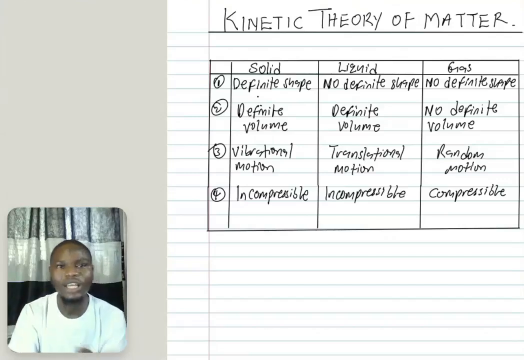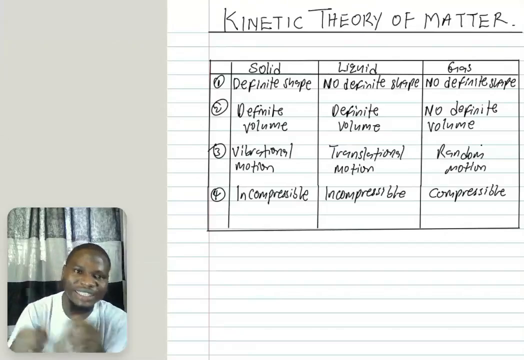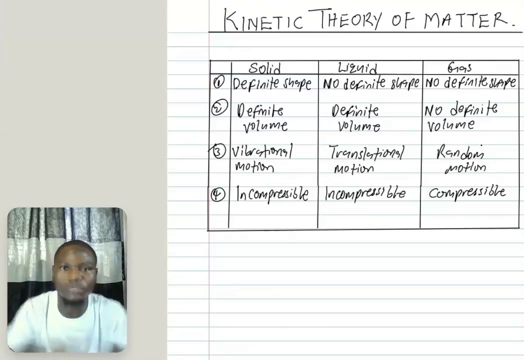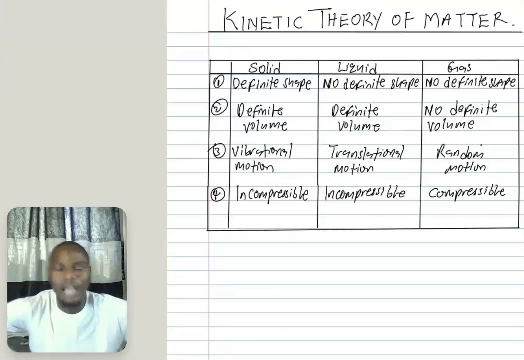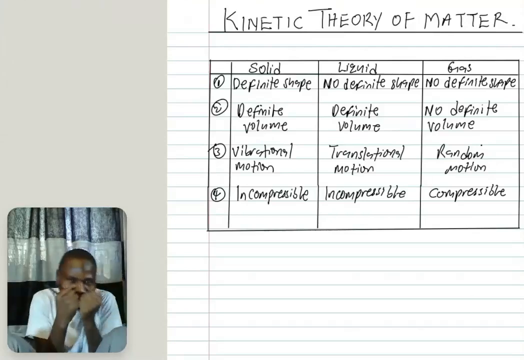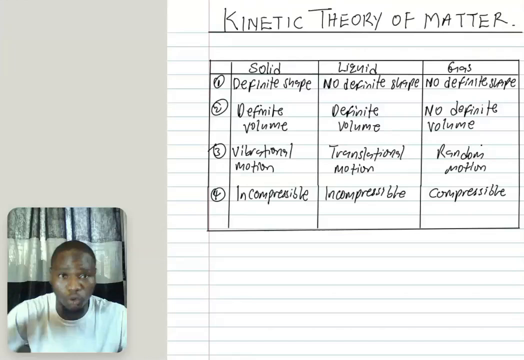So the next one is definite volume in solid, definite volume in liquid, and no definite volume in gas. Firstly, what's the meaning of the word volume? The amount of space you occupy, that's what we call volume. Look at me now. If I sit like this, I'm occupying more space. It means that the way I am now, I have more volume. But if I shrink myself this way, what happens? I'm reducing my volume. Are we together? Good.